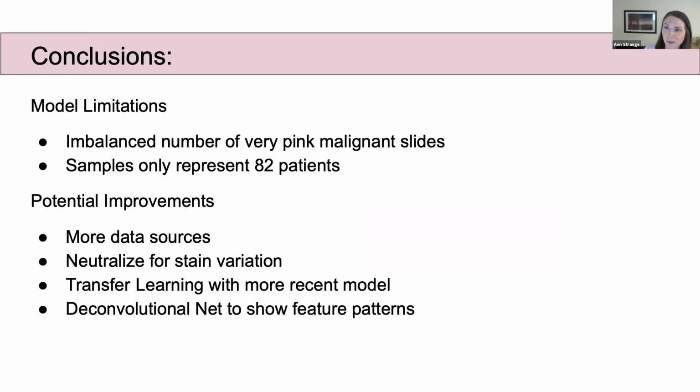Obviously, the model is not perfect. It has some limitations. It would be great to come back and, as next steps, get some additional data and neutralize for stain variation. It would also be great to try a more recent model and try transfer learning. There's been some success in the field with those. And a deconvolutional net helps illustrate the feature patterns that might explain why it's coming up with the answers. That would be really cool to try.